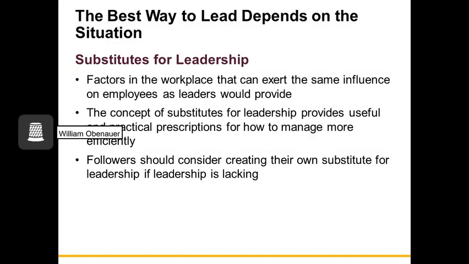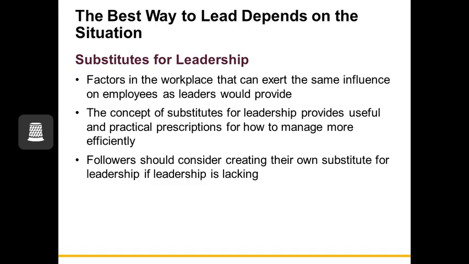Sometimes there are substitutes for leadership in the workplace. For example, employee experience and knowledge may reduce the need for task oriented leadership. For managers, finding ways to incorporate substitutes for leadership may increase your efficiency as a leader.